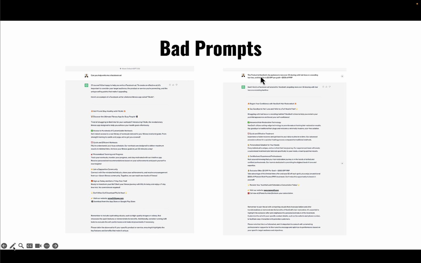So I said, okay, the product is NeoGraft, going on with the case study. The audience is men over 30 dealing with hair loss and a receding hairline, and the offer is $2 off per graft and $500 off PRP. So this is what it wrote. And from my experience with Facebook ads, this is just not a good ad at all. It's not going to work. It's going to produce very expensive leads. This is what ChatGPT did with very weak prompts, like "write me a Facebook ad," and then filling in the details.